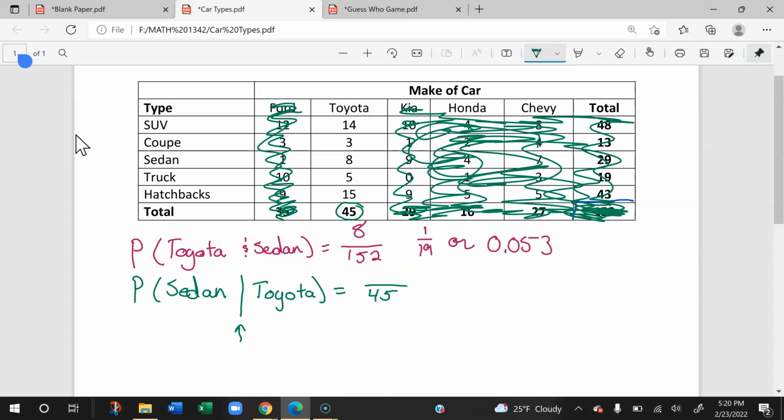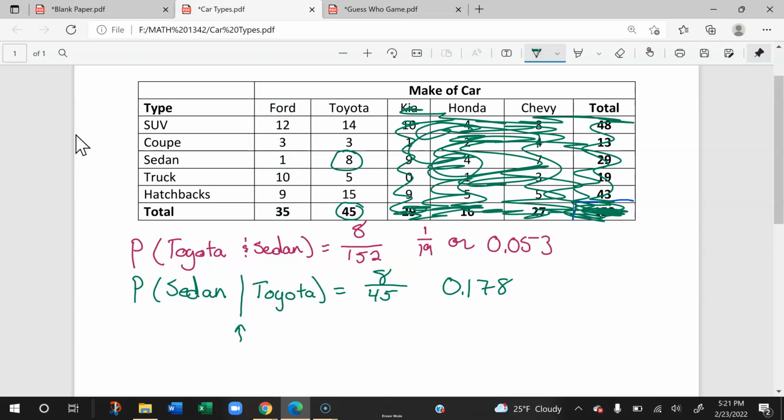Then I look at how many of those are sedans. Here are the sedans, I have 8 of them. Well, what did we say was my numerator? It's where they intersected, Toyota and sedan. Yep, there it is. But this time, I have 8 over 45, which gives me 0.178. So there's a difference in what we have.